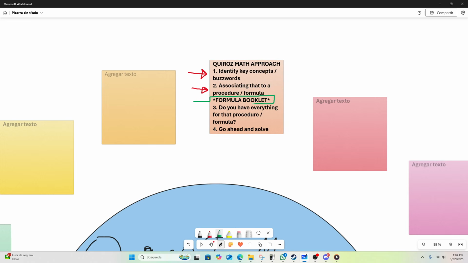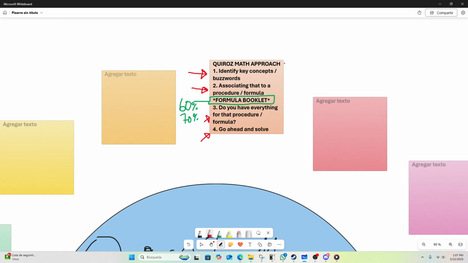I would even say that if you learn all these procedures and formulas, you're probably going to end up with, I don't know, 60 or 70% of the entire test is just you being familiar with the formula booklet and the key concepts and buzzwords, right? The next step is, of course, asking yourself, do you have everything to be able to use that procedure or formula? So maybe you do have to get creative, do this or that. And then once you have everything you need in order to use that procedure or formula, just go ahead and solve, okay?